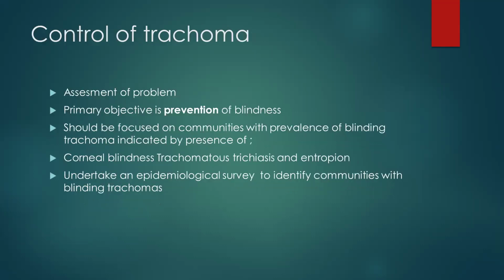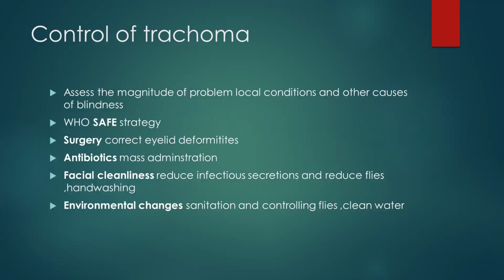Reservoir. Children with active disease, and chronically infected older children and adults, are reservoirs. Okay, so how can trachoma be controlled? First of all, the disease needs to be assessed. Then the primary objective is prevention of blindness. There should be focus on communities with prevalence of blinding trachoma, indicated by presence of corneal blindness, trachomatous trichiasis, and entropion. An epidemiological survey should be undertaken to identify communities with blinding trachoma. Then the magnitude of the problem should be assessed, along with local conditions and other causes of blindness.